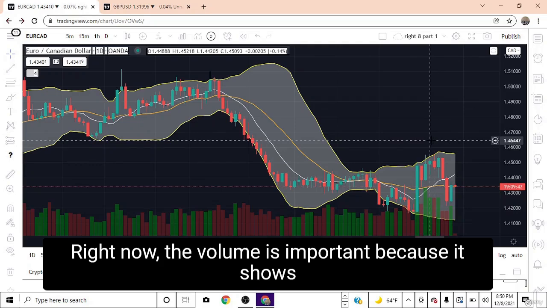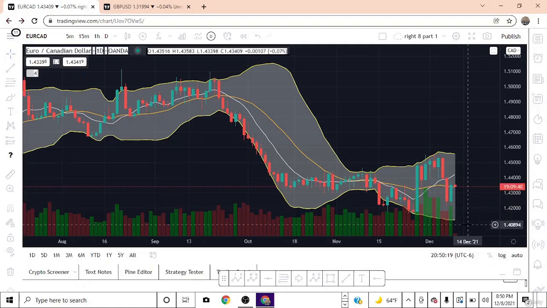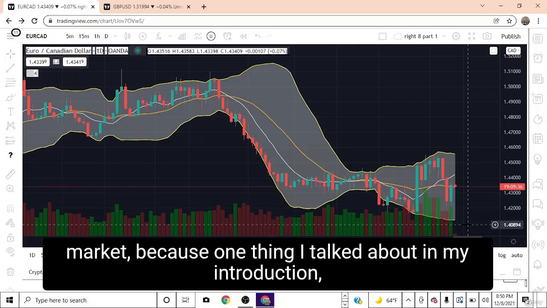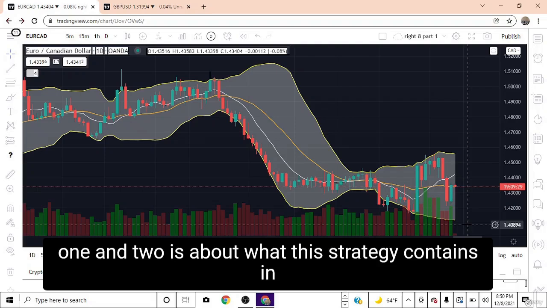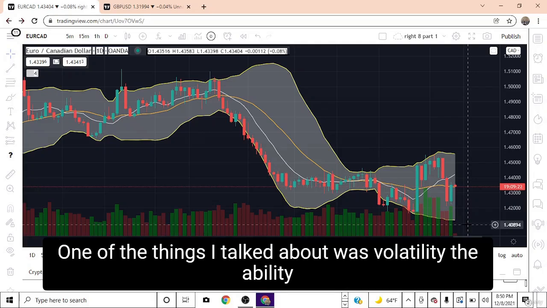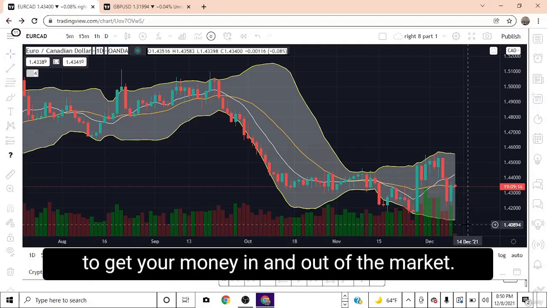Now, the volume is important because it shows the amount of people that's in the market. It's important to know the amount of people in the market because one thing I talked about in my introductions, 1 and 2, is about what this strategy contains. In order for it to work, it needs 3 things. One of the things I talked about was volatility, the ability for the market to go up and down, liquidity, the ability to get your money in and out of the market.